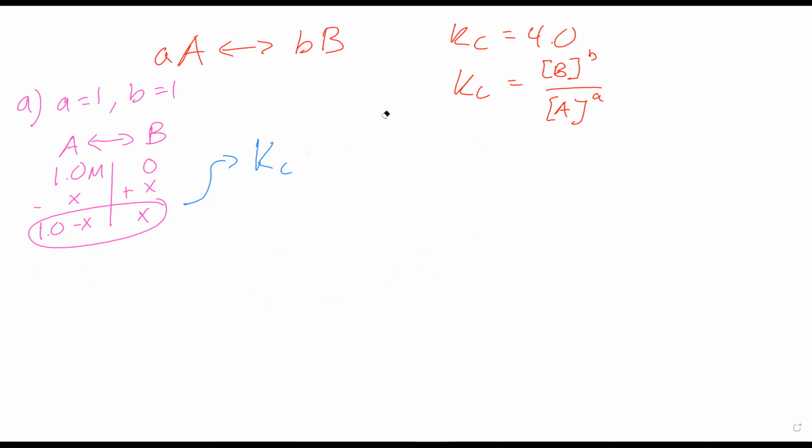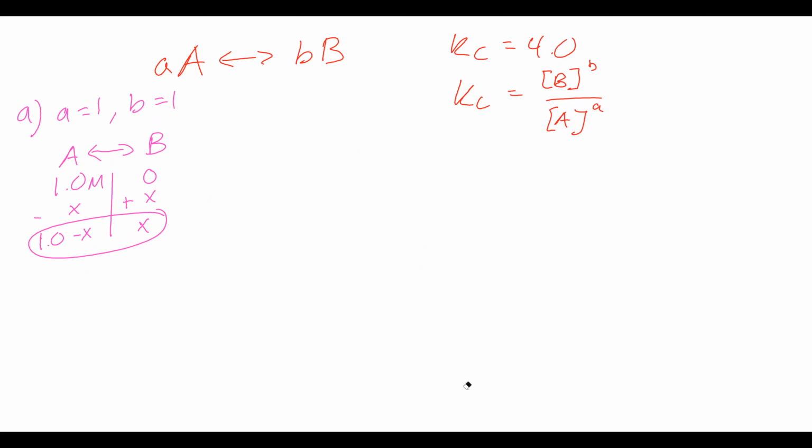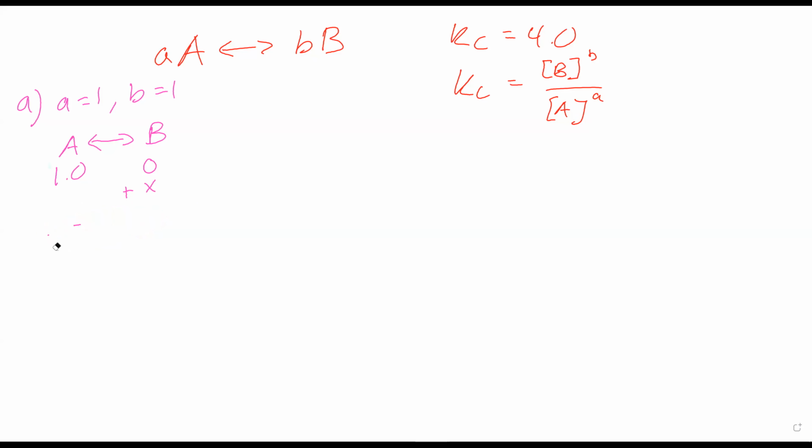Wait, where does it say that Kc equals 4.0? Oh wait, no, I see it. Never mind. Yep, before all the A and B parts. All right, and then this gets erased, and we're going to change it.